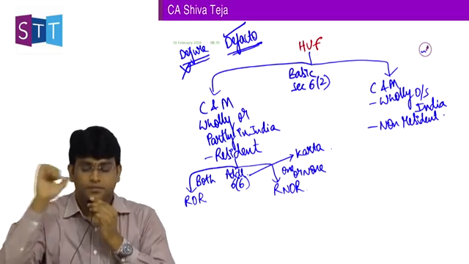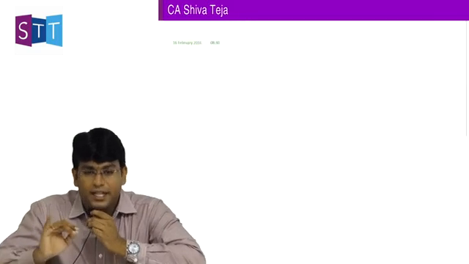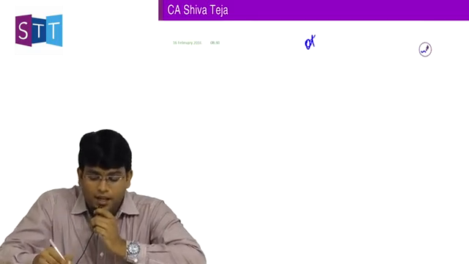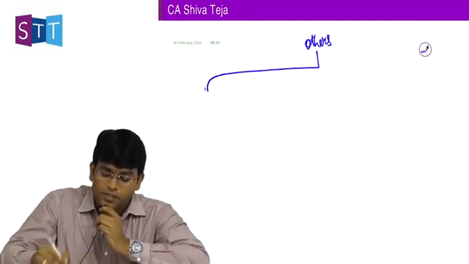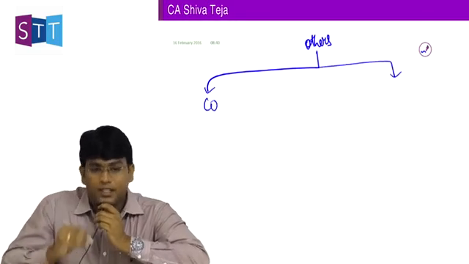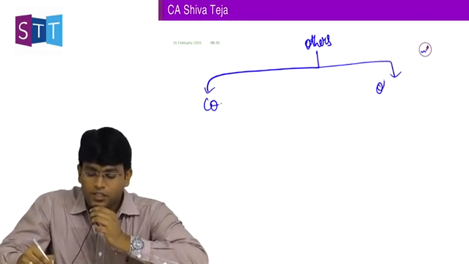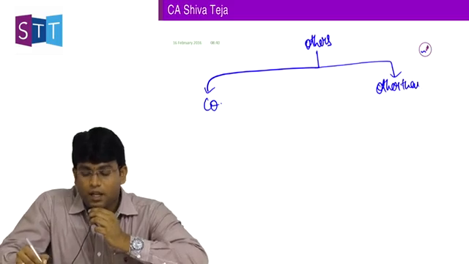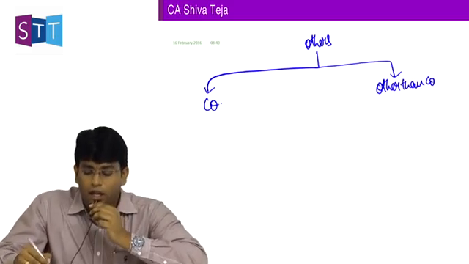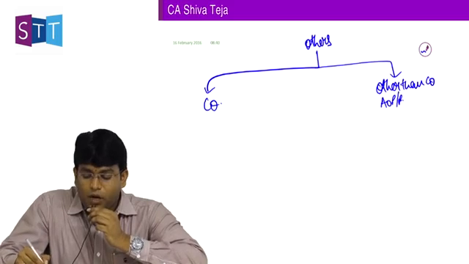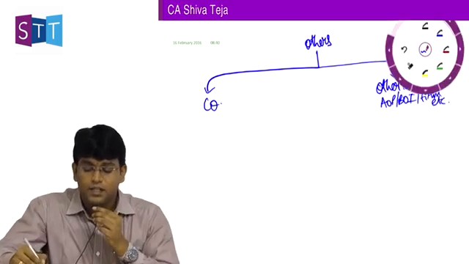Now, in one chart, I'll close other things. Others, if I look at others, we'll split them into two categories. First one, company. The next one, other than company. Other than company means AOP, BOI, firm, AJP, etc. Correct, sir?